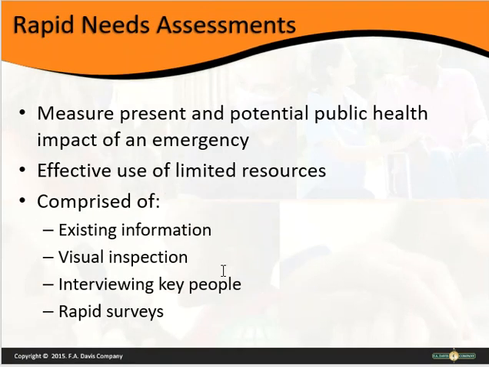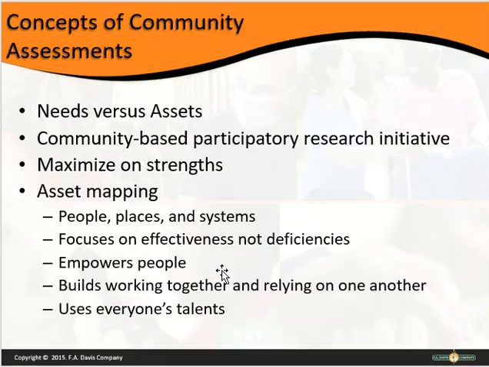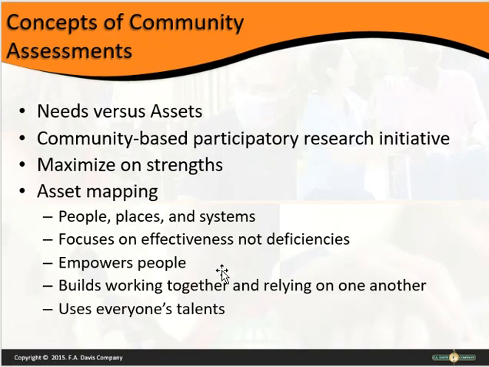All right, so rapid needs assessment measures the present and potential public health impact of an emergency. So that's more like there's been a disaster, which is not what you're going to be doing in your project. But that is part of an assessment that's identified in your chapter, such as after a hurricane or earthquake.